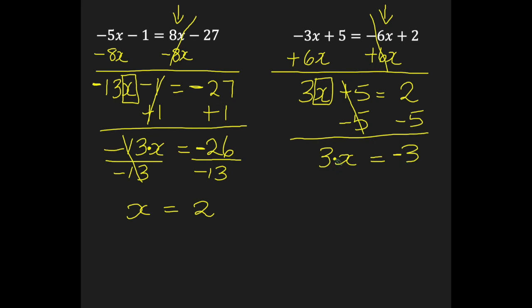Remember, the 3 and the x are married by multiplication. So to divorce them, you're going to use division. We're going to divide both sides by 3. The 3's cancel on the left, leaving you with x equals a negative divided by a positive is a negative, and 3 divided by 3 is 1. So my answer, x equals negative 1.